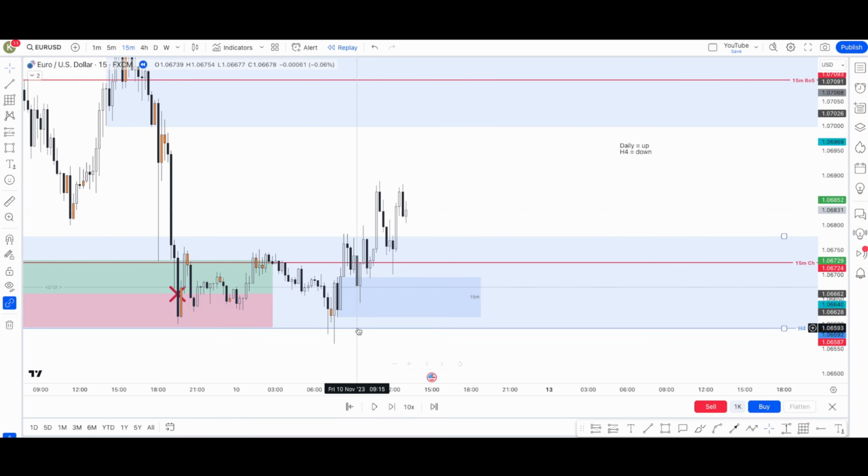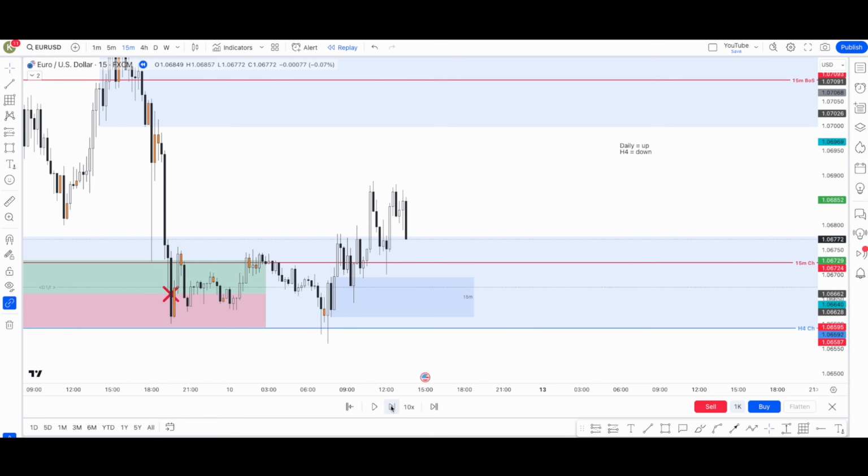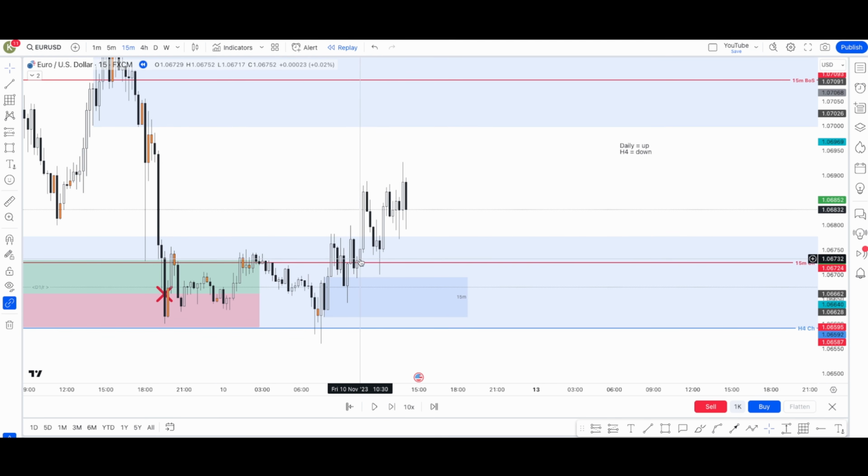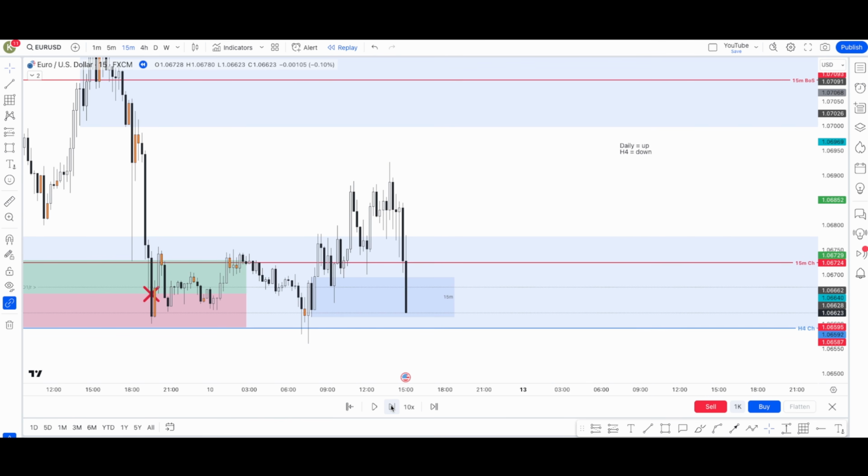Oh, and it even came down for this one. Oh my god, even if you just did the 15-minute structure, you'd have got another trade right here off of this one. Okay. Whoa. Right, interesting.